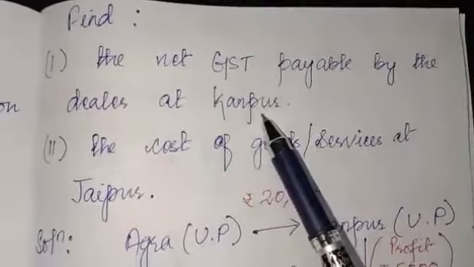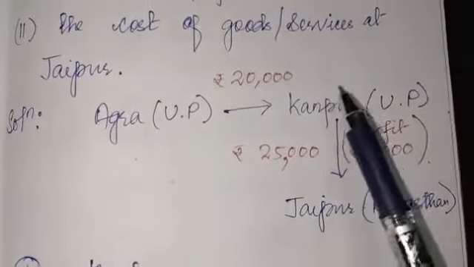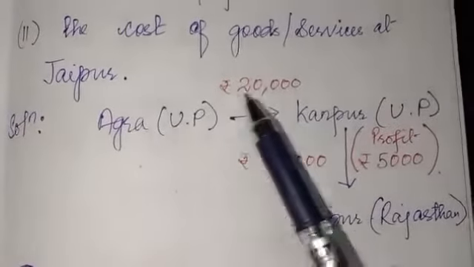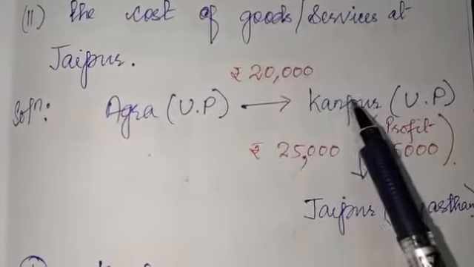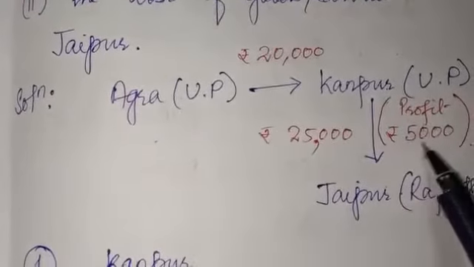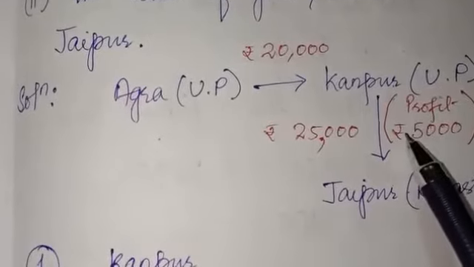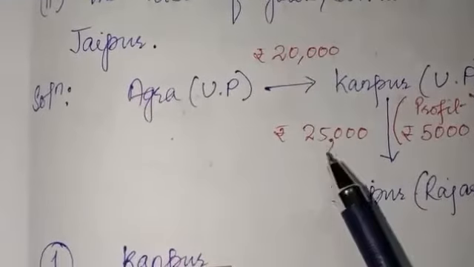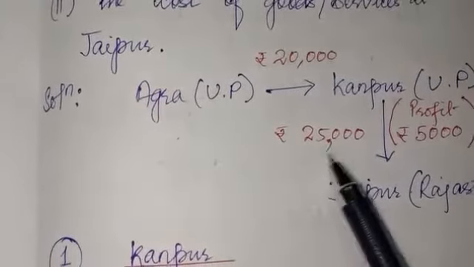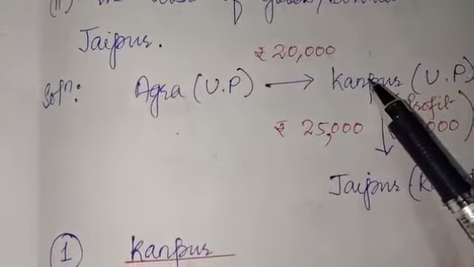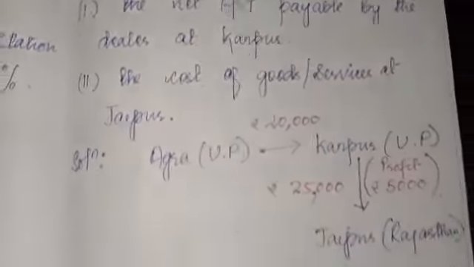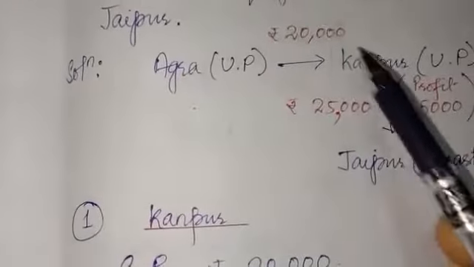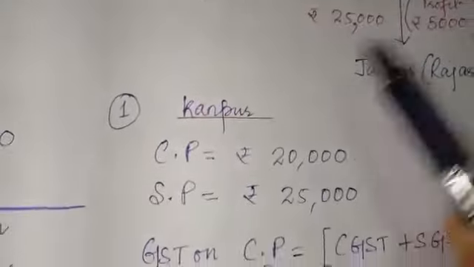First you make this format. First Agra to Kanpur, Kanpur to Jaipur. Agra is selling at 20,000, Kanpur is buying at 20,000. Now Kanpur will keep 5,000 profit. Then the dealer at Kanpur will sell at 20,000 plus 5,000, 25,000. So this is the selling price for Kanpur but the cost price for Jaipur. So we have to find the net GST payable by the dealer at Kanpur. For Kanpur the cost price is 20,000 and the selling price is 25,000.